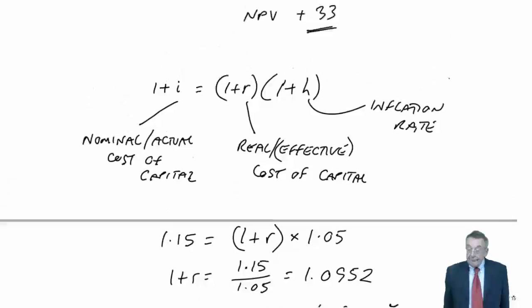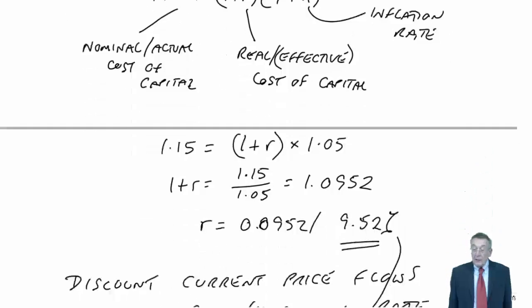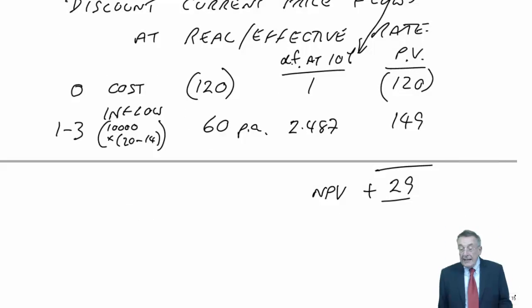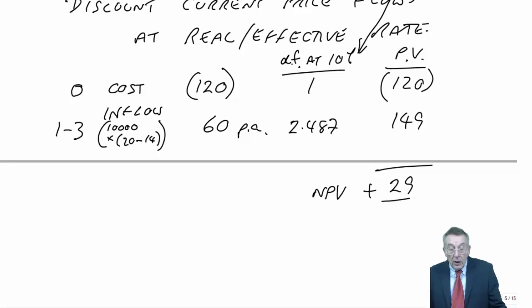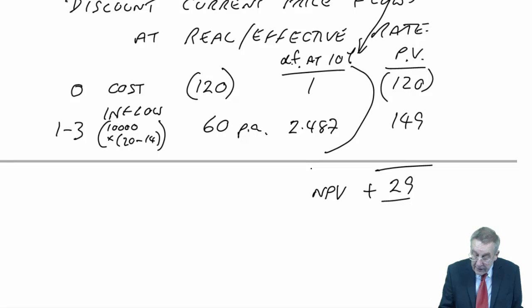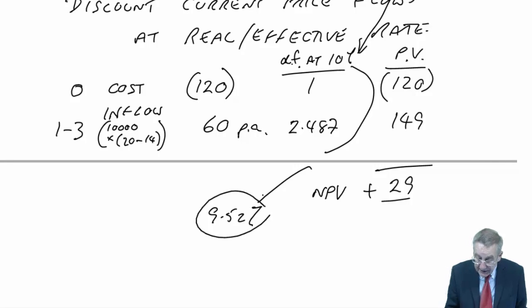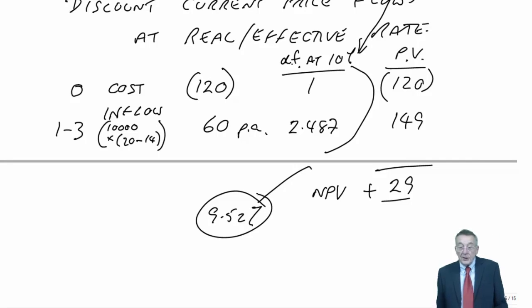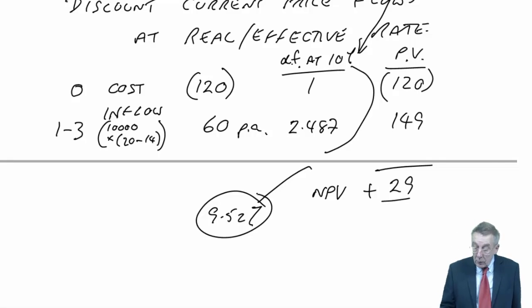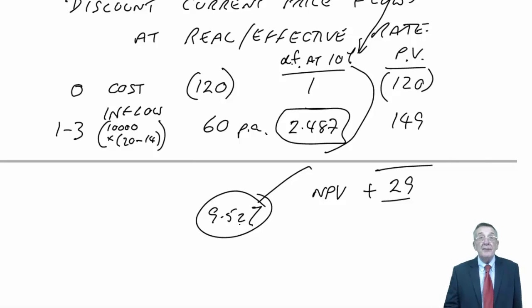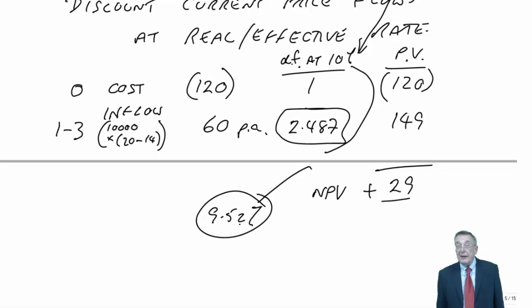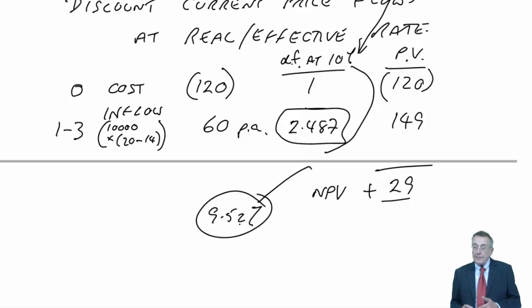Now then, I did get 33 before, I now get 29. Please, I hope you appreciate, I hope you accept, I hope you believe me, that it's because strictly we should have done it at 9.52%. And so clearly doing it at 10% will end up giving a slightly different answer. If you don't believe me, then sit with your calculator, work out what the annuity factor is at 9.52%, and you will find you come to the same answer as we did before.